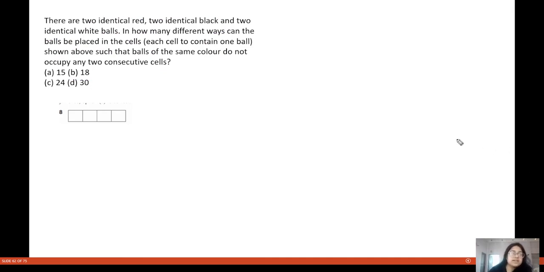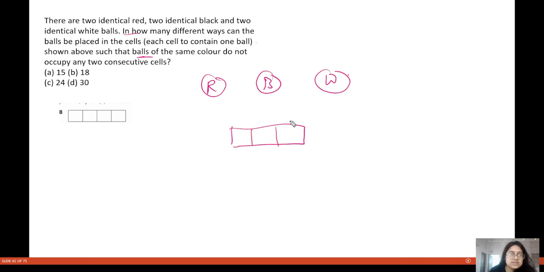So what it is saying: there are two identical red balls, two identical black balls, and two identical white balls. In how many ways can the balls be placed in the cells such that balls of the same color do not occupy consecutive cells? Now see what is there.